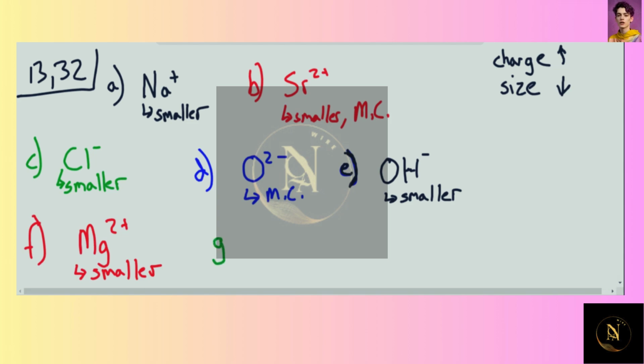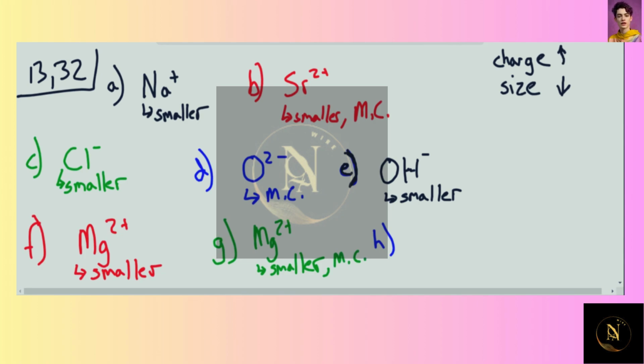Then we move to G, where we have magnesium and sodium. So magnesium has more charge, it has twice the charge, and it is actually smaller, just slightly, because it's further to the right, so it's smaller. So for two reasons it has the higher charge density.